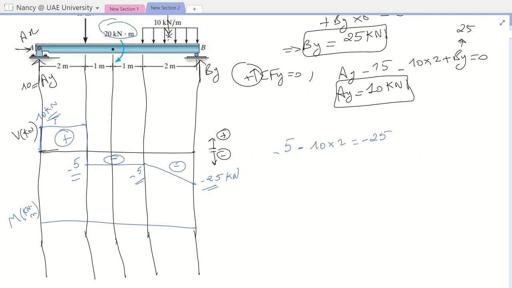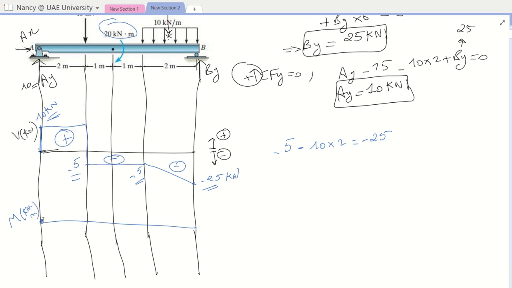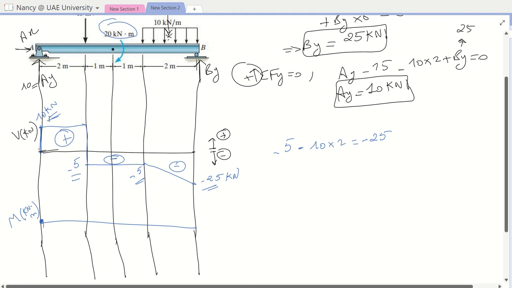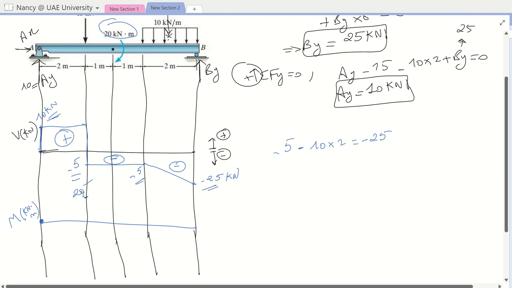So first I have this area, which is 10 times 2, it will be 20. So my moment will start from 0. So this is my starting point. My second point here will be the area of this rectangle, which is 10 times 2 meters. So I will get 20. So my second point will be 20.